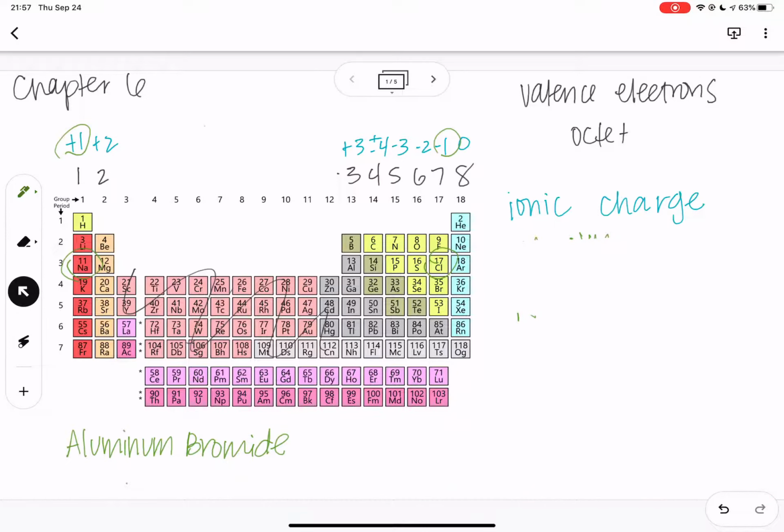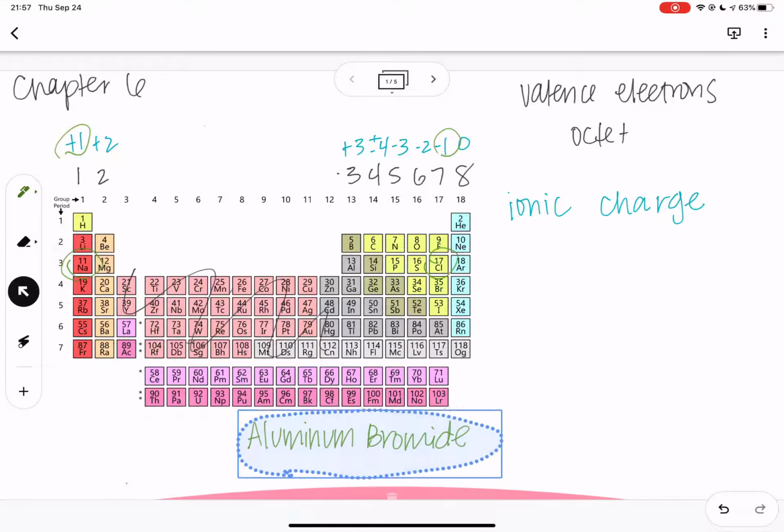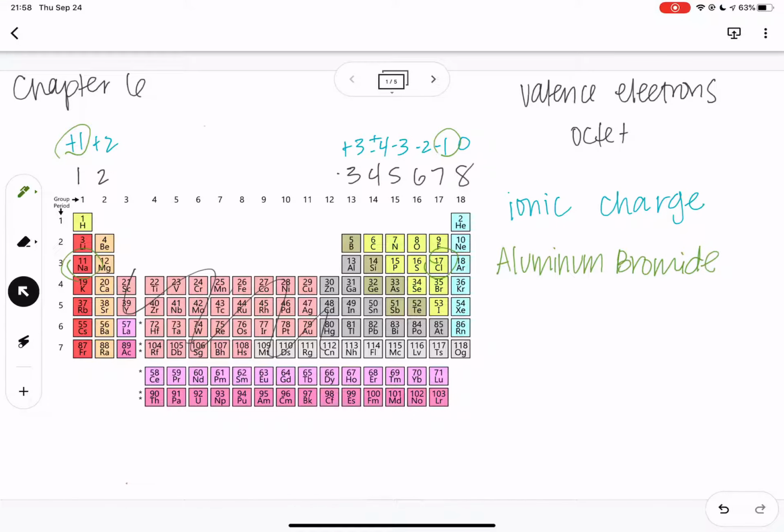And then what I want to do is talk about aluminum bromide. And this is a little bit different. So last time I gave you the formula, NaCl. Na is sodium, chlorine is chloride. Change the ending to "ide." That's how you name it. Now I'm giving you the name first, and we're going to write the formula.